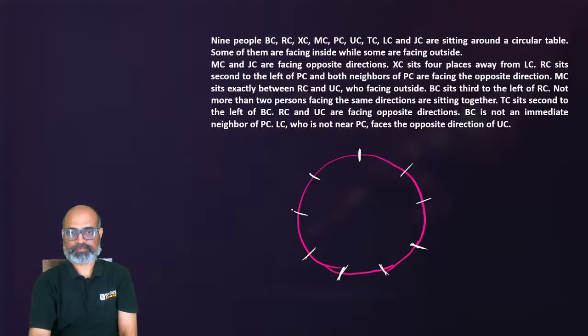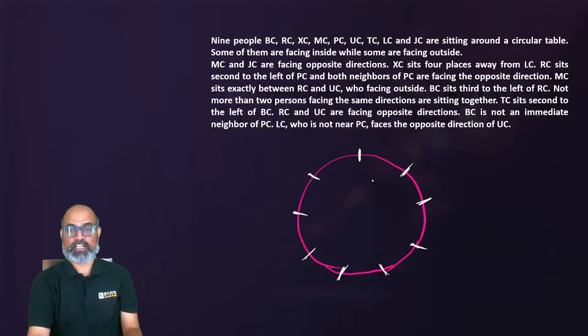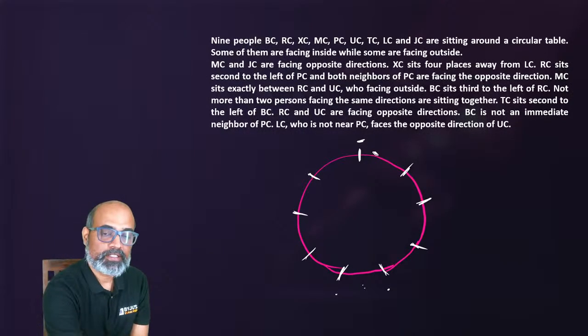Okay. Now here nobody is opposite to each other. For example, who is opposite to this guy? Nobody. Or we can say that they both are equally distant from this guy, the top guy, right?